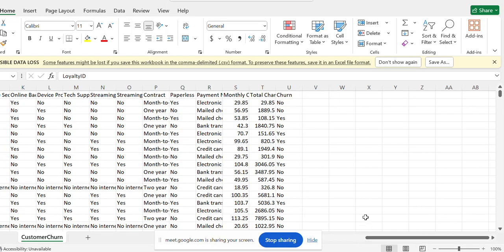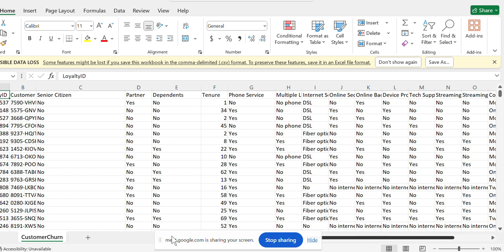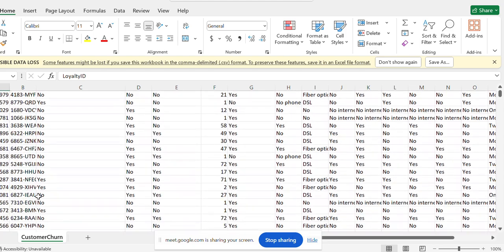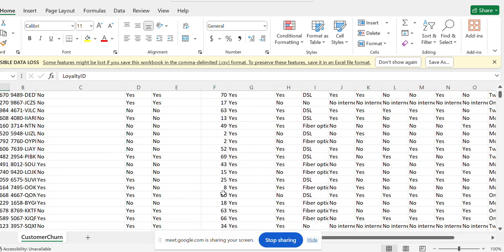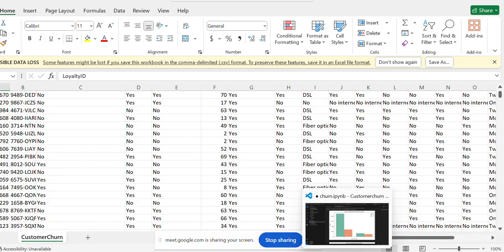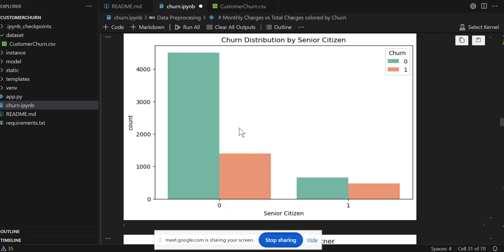Okay, senior citizen has two classes. Because that was a question I was trying to ask you. It has no and yes too, right? Yes. So you are not saying for the class of senior citizen, no senior citizen, which is zero, right? Yes, zero means they are not senior citizens.